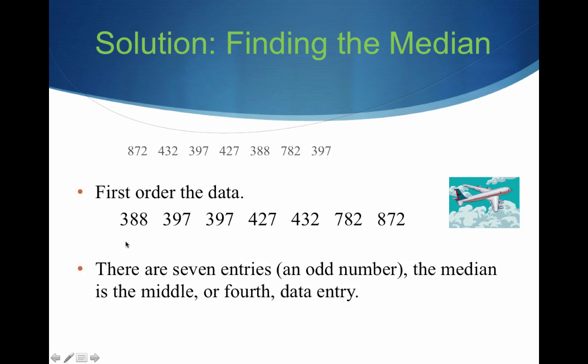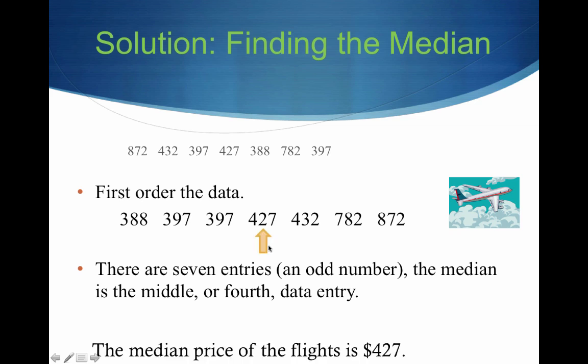What are we going to do now? Well, there are 7 entries, so we're going to grab the middle number, or the 4th entry, and we find that the median price of the flights is $427.